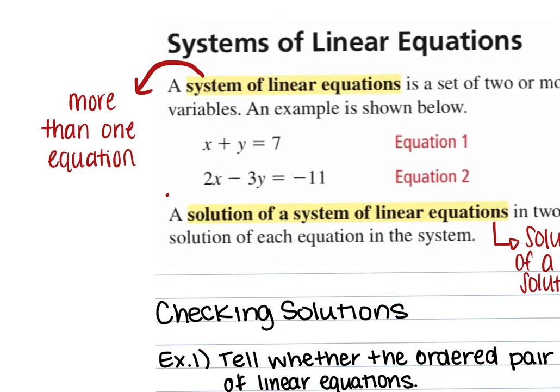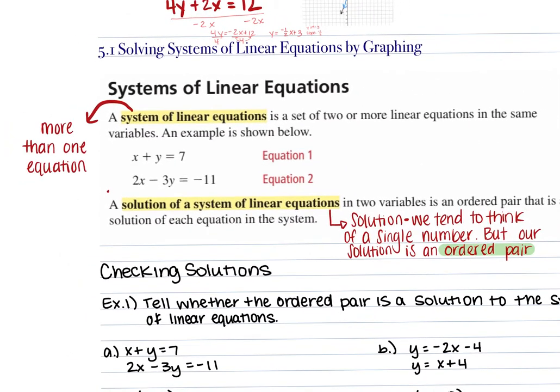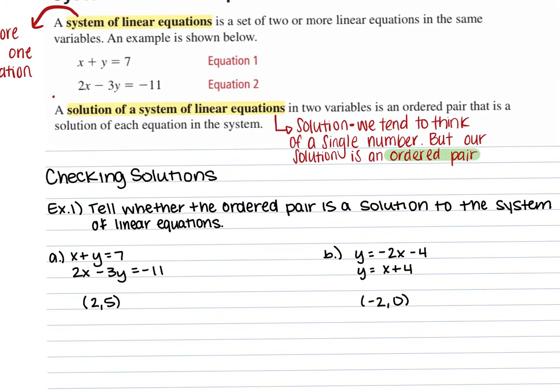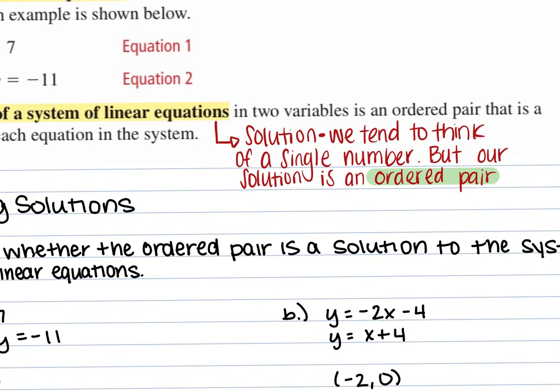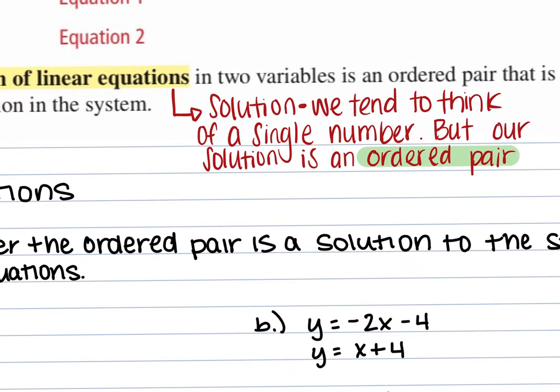Okay? A system of equations is more than one equation. It can be 2 or more, and they need to have the same variables, okay? So just like the warm-up that we just did, that was considered a system because there were 2 equations. Now, the solution of a system of equations with 2 variables is going to be an ordered pair. Normally when we think about a solution, we think about x equals 7, y equals 9. We solve for one of the variables. For a system of equations, your answer is going to be an ordered pair, so it's going to be x comma y, all right?